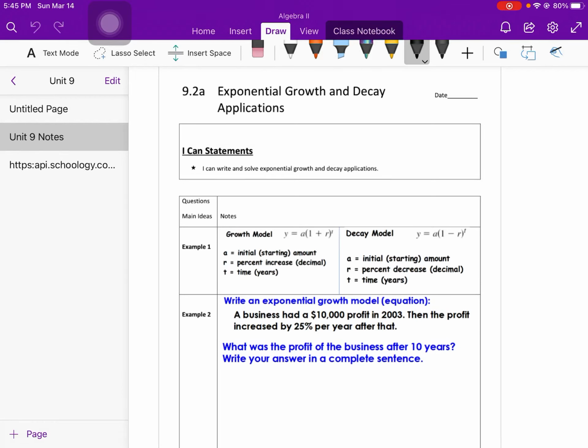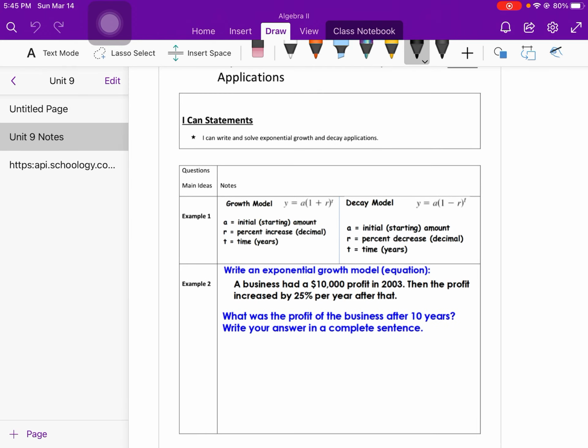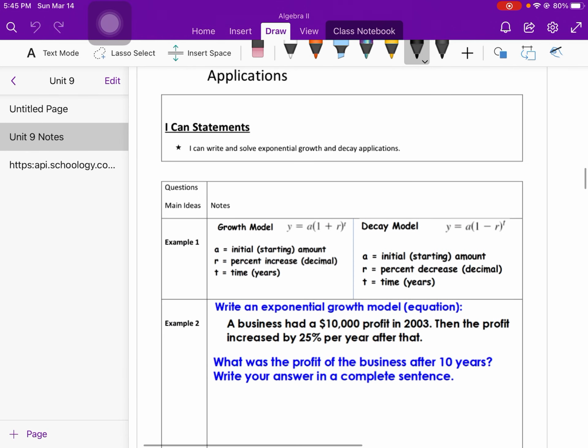Hey guys, welcome to 9.2a Exponential Growth and Decay Applications. So what we're going to be doing here is talking about growth and decay models with different real-life situations and how we can model those and make predictions.